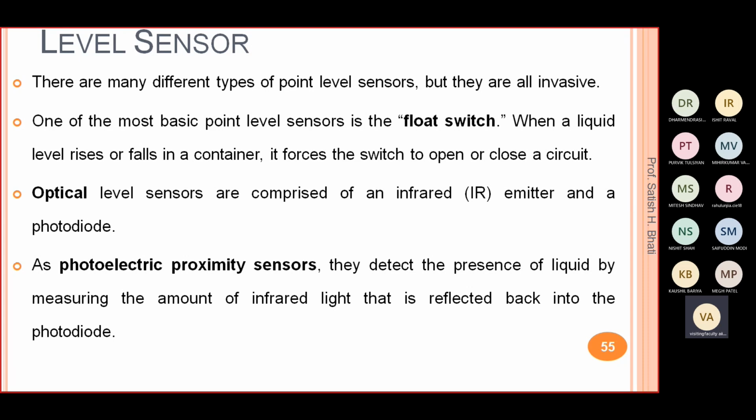There are many different types of point level sensors that you will find in the market, and almost all types of point level sensors are invasive. Means you have to keep those sensors inside the material, or keep the sensor in such a way that the material will touch that sensor, right? So one such basic point level sensor is the float switch, right?